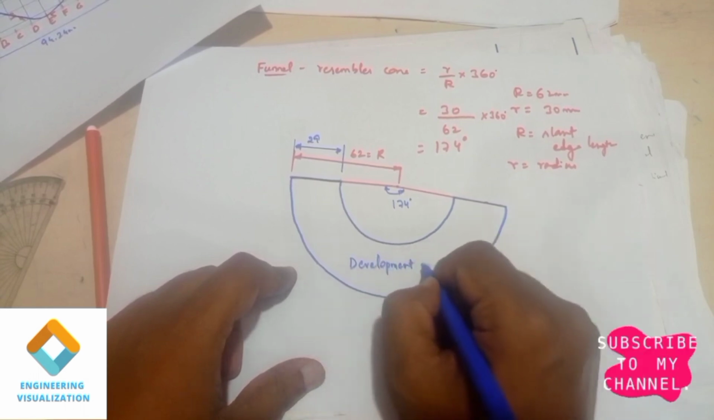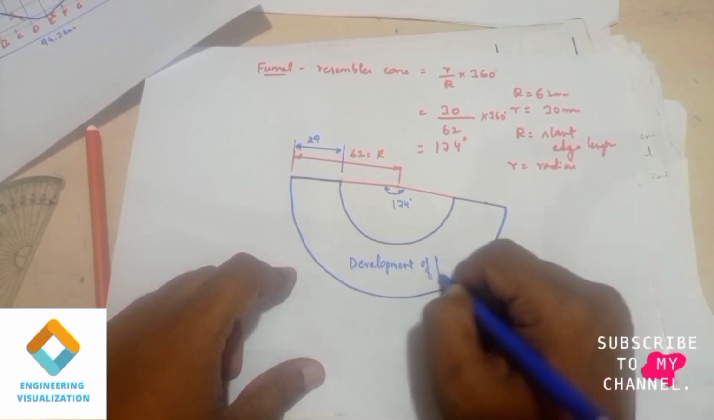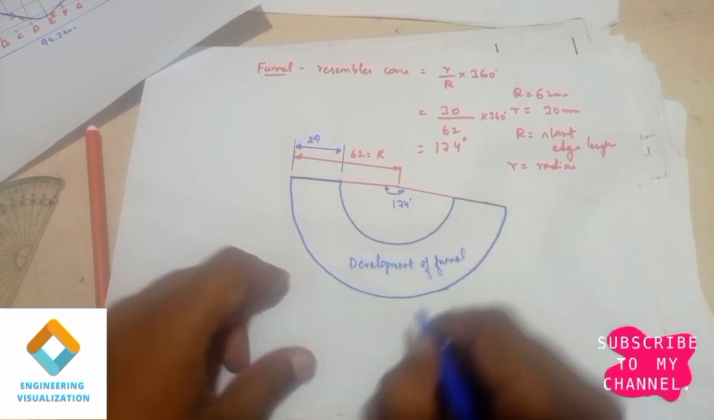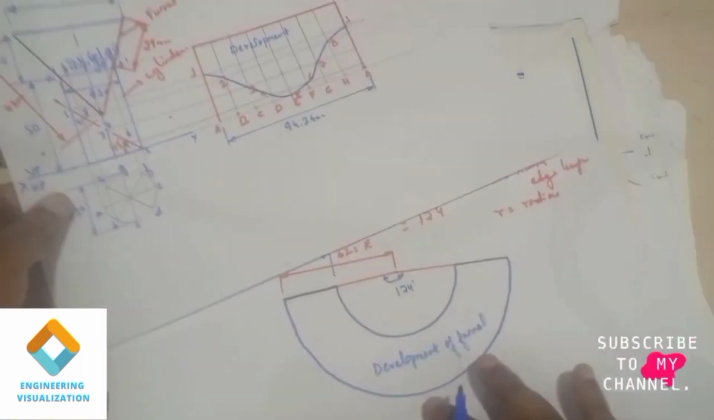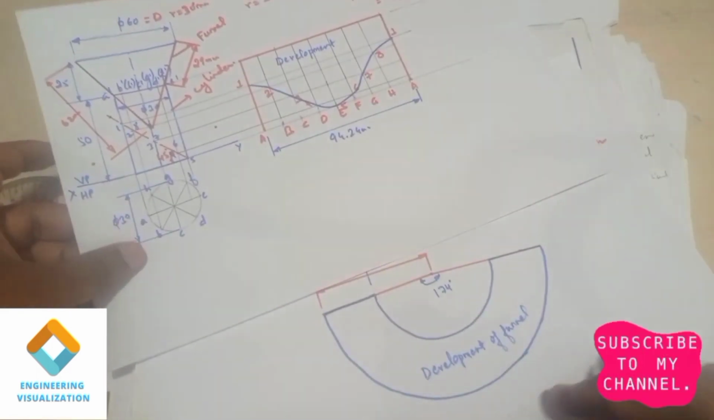So this is the development of the upper part of the funnel. So now you can see in this video both things are done. The lower part of the cylinder is done and the upper part of the funnel is also done.